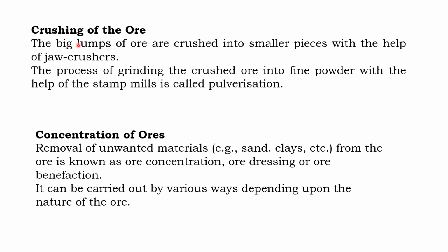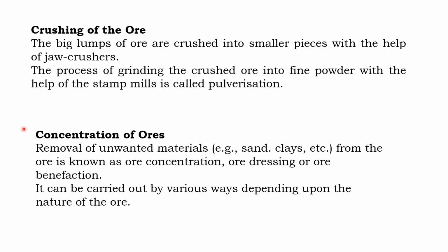So the big lumps of the ore are crushed with the use of crushers, and they are ground using a grinding machine to have powdered form. This is the first process that occurs in metallurgical process, that is the crushing of the ore. Once the crushing of the ore is over, we move to the second process, that is called the concentration of the ore.